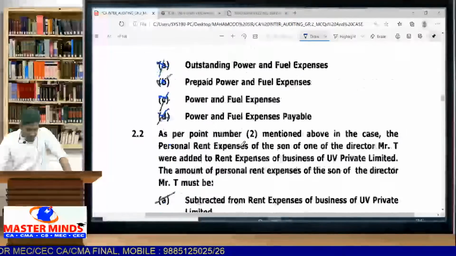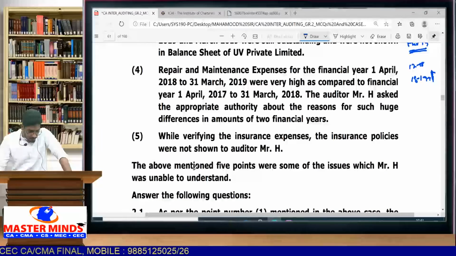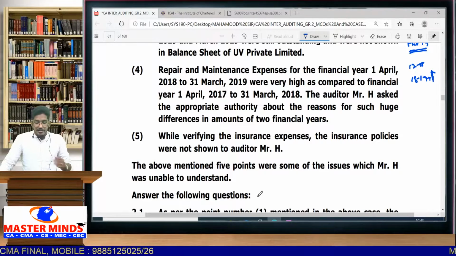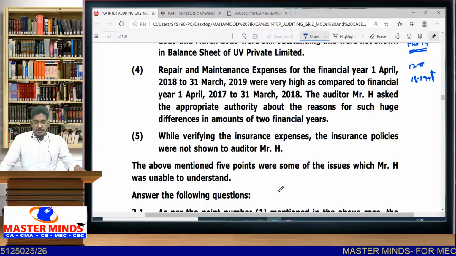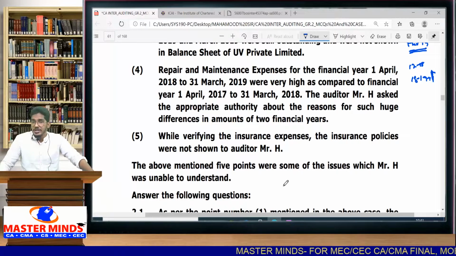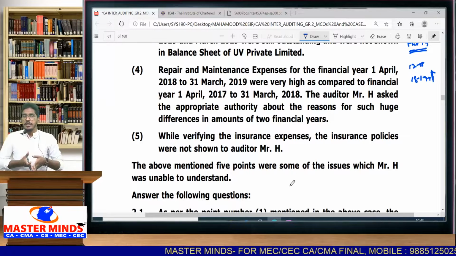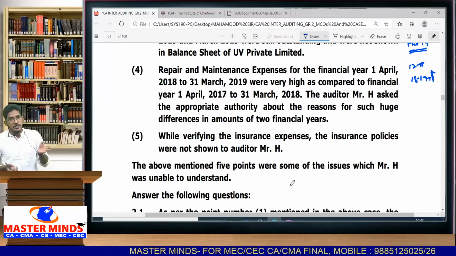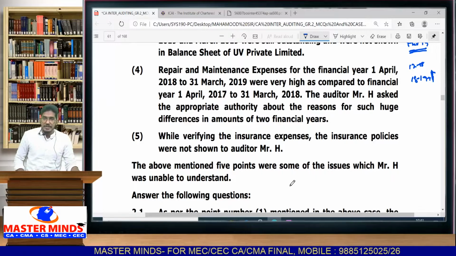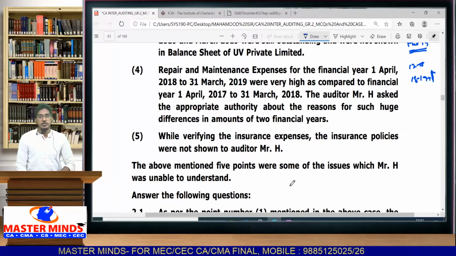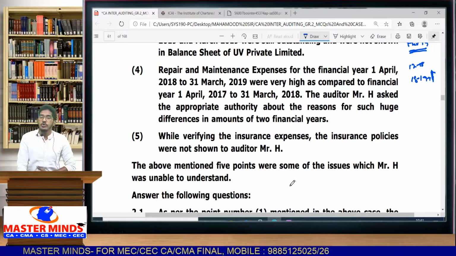Now let us read the fifth point. While verifying the insurance expenses, the insurance policies were not shown to auditor Mr. H. See, you are verifying insurance expenses, but at the time of verifying the insurance expenses, they have not shown you insurance policies. See, if you have insurance policies, that will be sufficient and appropriate audit evidence. The company has paid so and so amount of insurance premium. Whether the insurance premium that they are showing in the books of accounts is correct or not, how you can come to know?